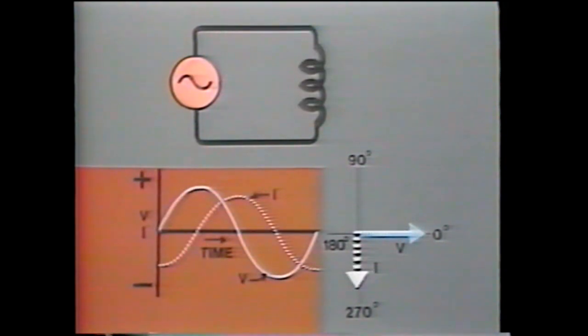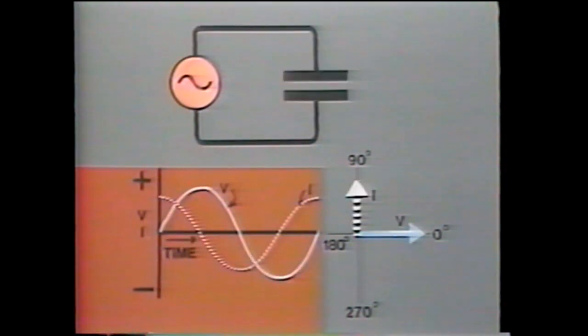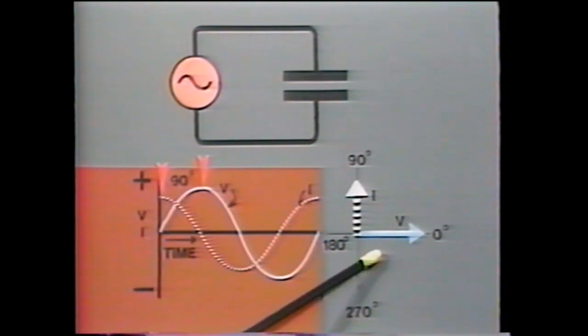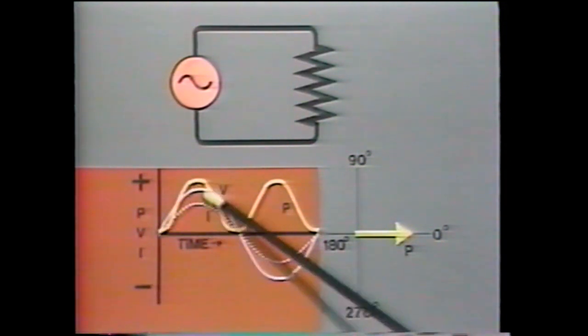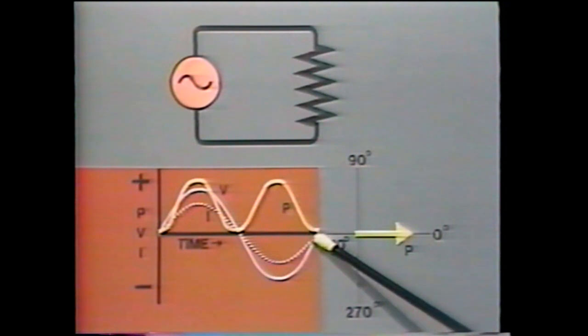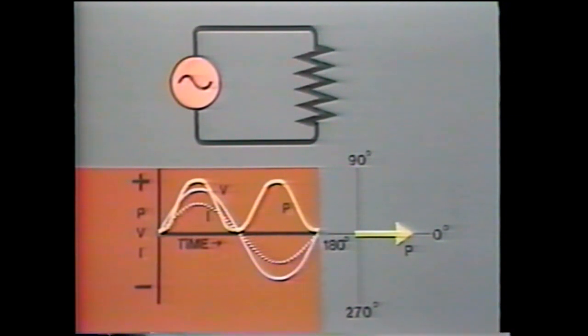In an inductive circuit, the current lags the voltage by 90 degrees. This vector diagram illustrates the phase relationship. In a capacitive circuit, the current leads the voltage by 90 degrees, and here is its vector representation. A resistor absorbs active power. This is sometimes called true power or real power, and it is measured in watts.